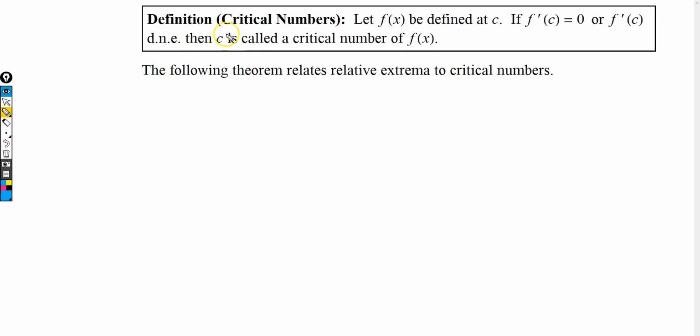So this is our definition for critical numbers. We let f of x be defined at a point c. Then if f prime of c is equal to 0, or it does not exist, then we call c a critical number for the function f of x. Now the following theorem gives a relationship between relative extrema and critical numbers.